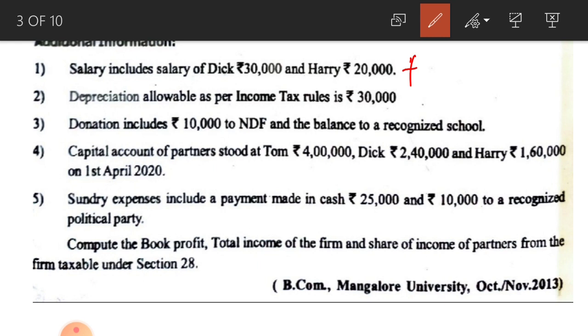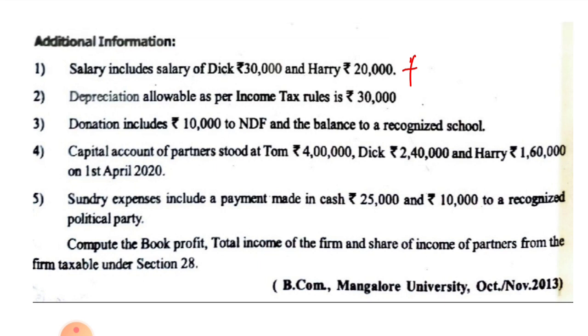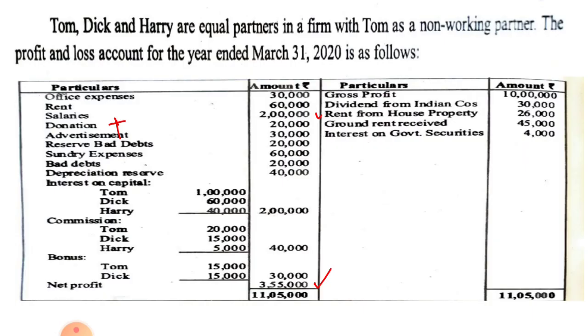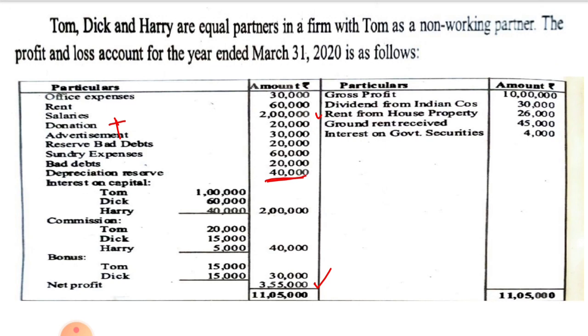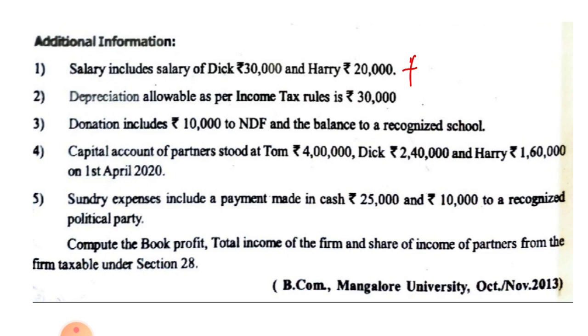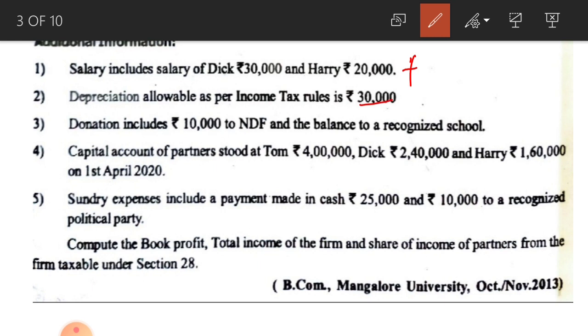Next see depreciation allowable as per income tax rule 30,000. As I told you earlier, in the profit and loss account, they mentioned depreciation reserve as 40,000. But the actual depreciation amounts to rupees 30,000. So, this is the actual depreciation allowed, that is 30,000. So, the difference between the two, that is 40,000 minus 30,000, 10,000 is disallowed. That rupees 10,000 you have to add to the net profit to calculate your book profit.